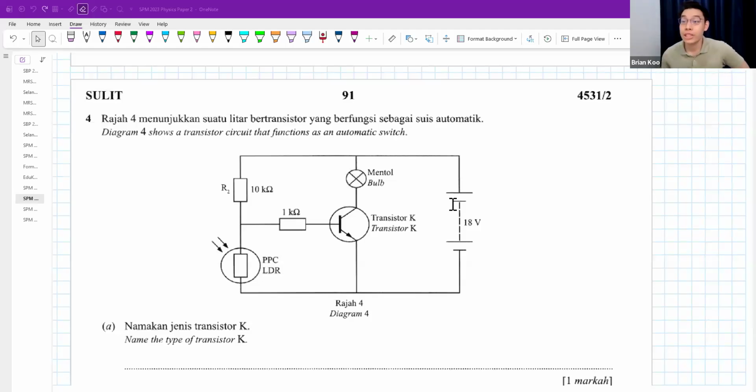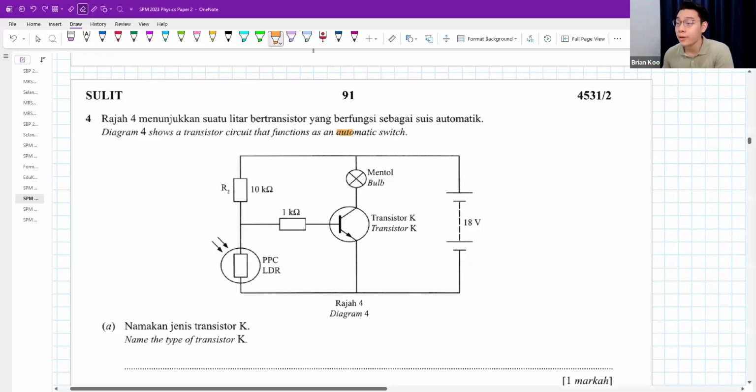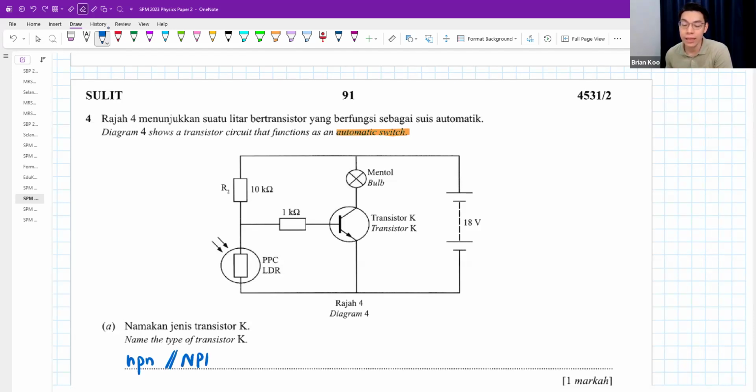The diagram shows a transistor circuit that functions as an automatic switch. Okay. Name the type of transistor K. This is an NPN transistor. If you do not know how to tell, you can write NPN, no problem. You can write it in big letters, it doesn't matter. Don't be paranoid, it doesn't matter.